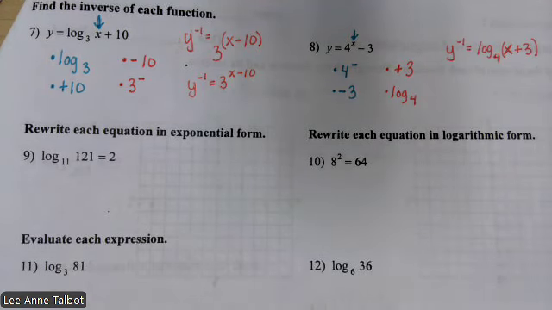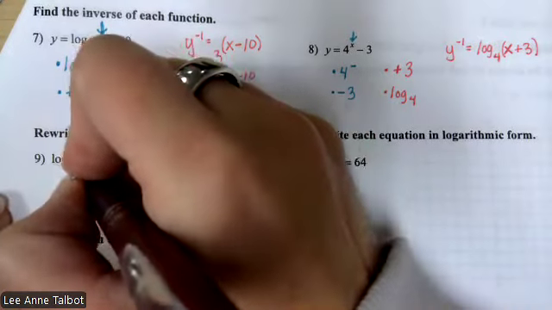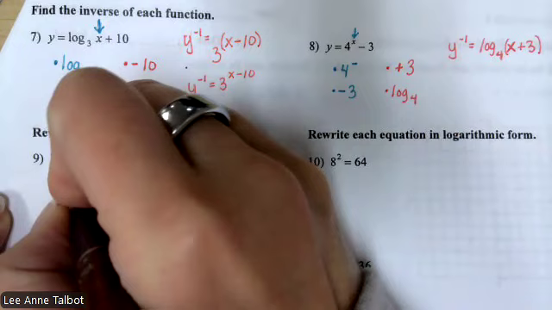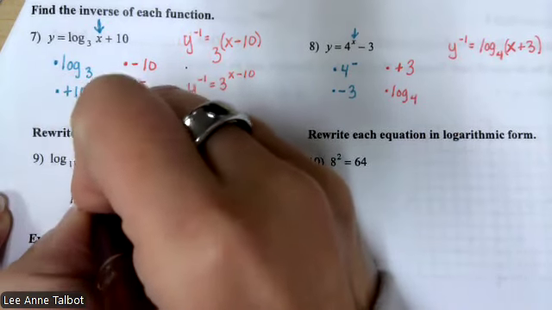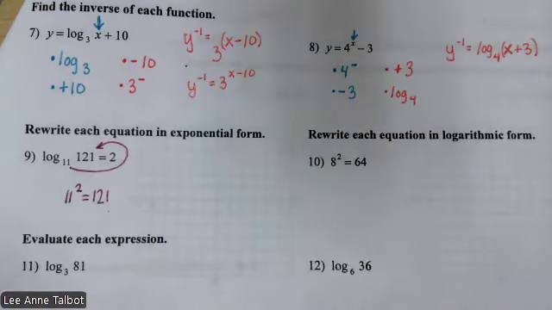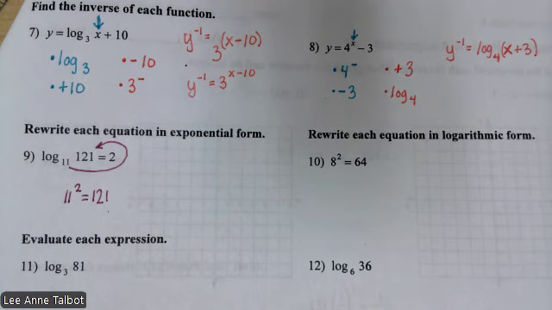Rewrite each equation in exponential form. That's Guinan circle, 11 to the 2 equals 121. These are my favorite. They take like 3.06 seconds, and then I get to move on with my life.